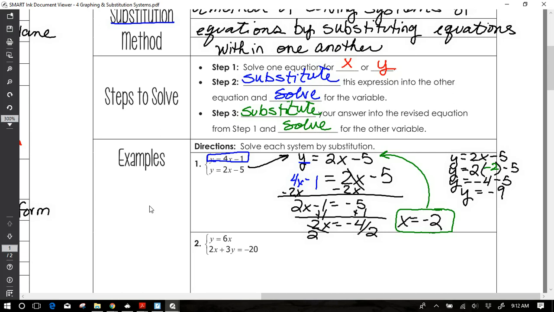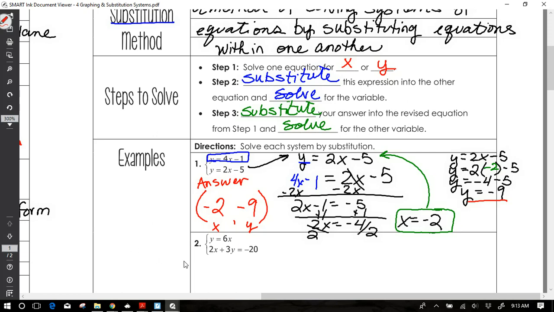And so I've done all the work. Now I just need to bring it all together. So I'm going to write my answer over here. My final answer should be an ordered pair. Remember, an ordered pair has an x value and a y value, and that's what I just found. I found x equals negative 2, and then I plugged that back in to find the y value, which is negative 9.